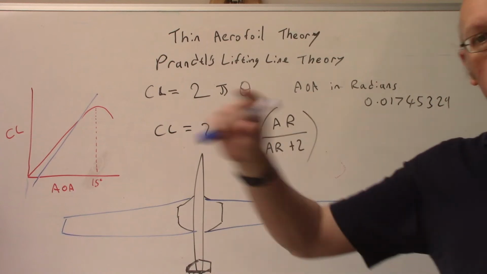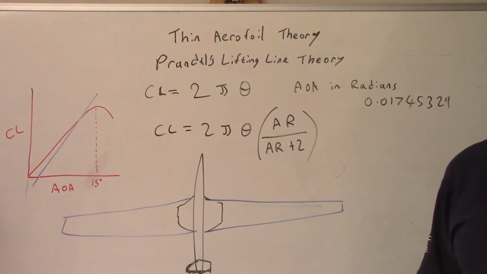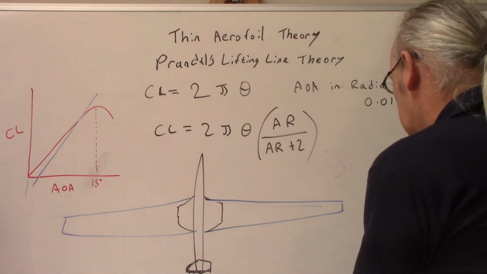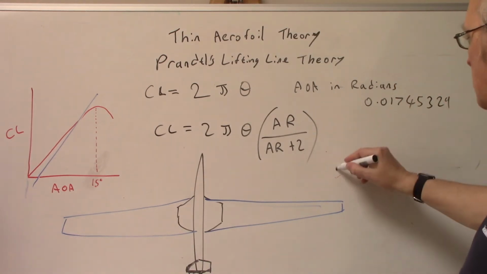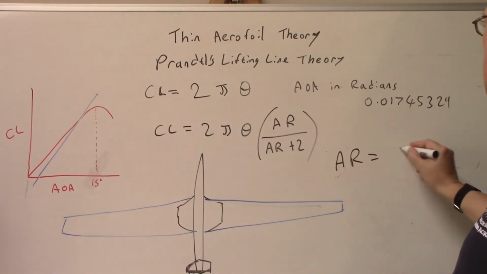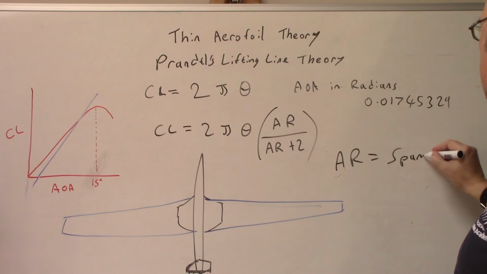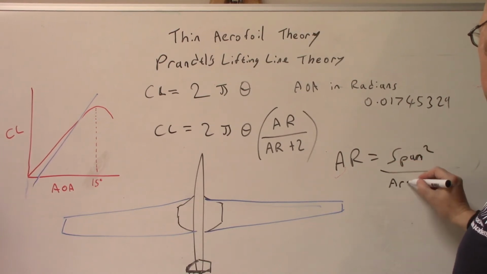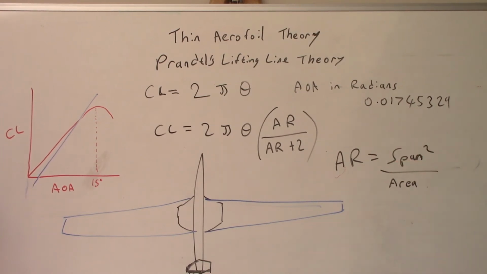Okay, so long, thin, stretched out wings are high aspect ratio, short, stubby wings are low aspect ratio, and you find them using the following formula. So aspect ratio is equal to the span squared divided by the wing area. Okay, so you work out your wing area in square metres, you work out your span in metres, you square that, divide by that, that'll give you an aspect ratio.